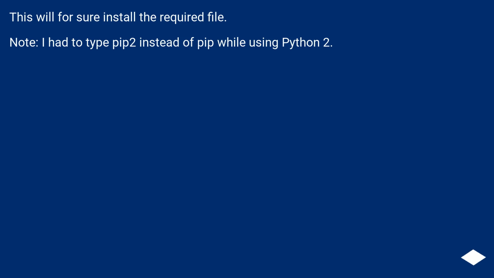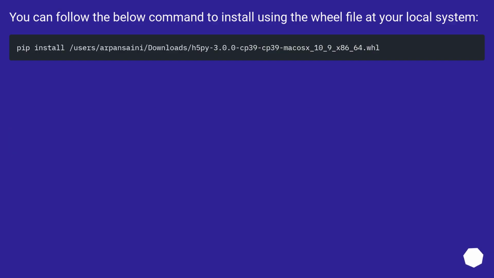Note, I had to type pip2 instead of pip while using Python 2. You can follow the below command to install using the wheel file at your local system.